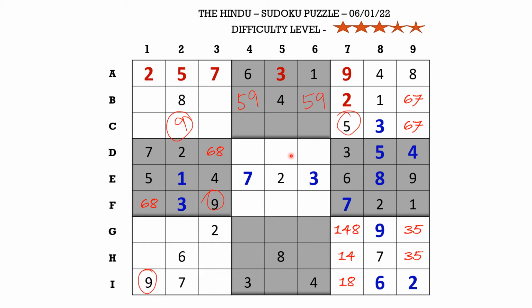Similarly, in column 5 you have 2 and 8 which blocks this cell. So these 2 cells in row 0 take 2 or 8.